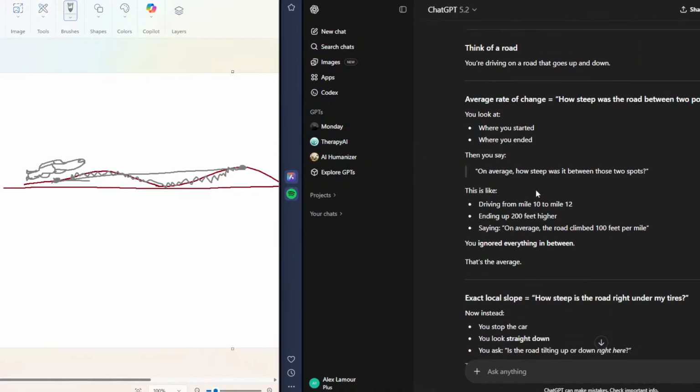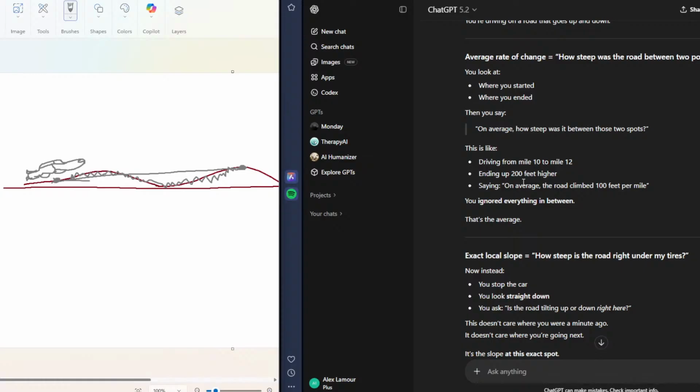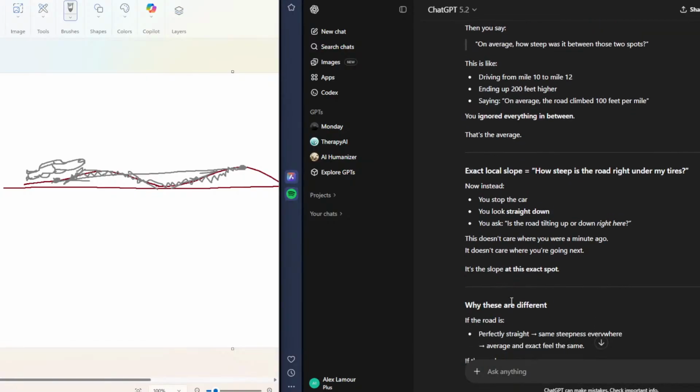So exact slope is how steep the road is right under my tires. So if I'm here, the slope is here, but if I'm here, the slope is more like this. If I'm here, then the slope is this. If I'm here, the slope is that. You stop the car, look straight down. Is the road tilting up or down right here?